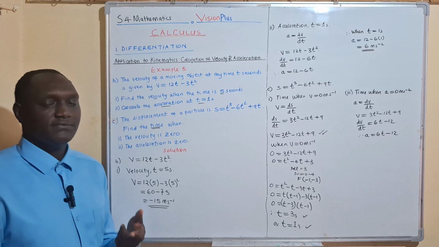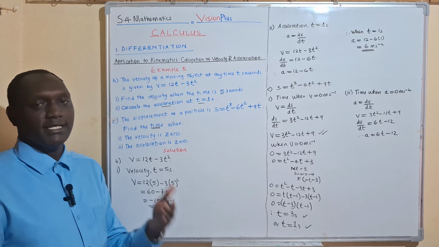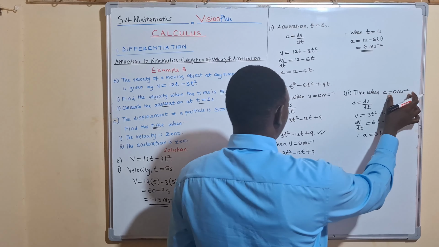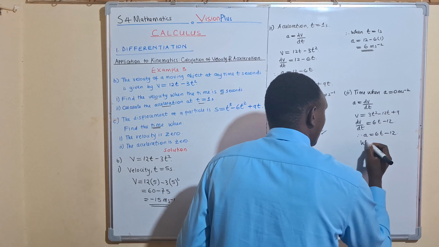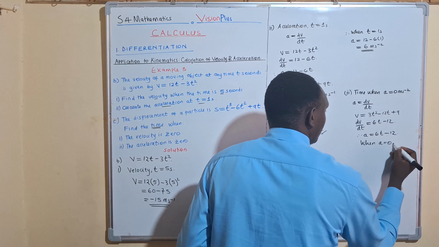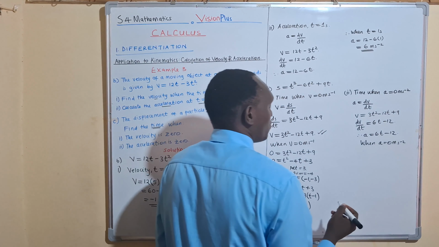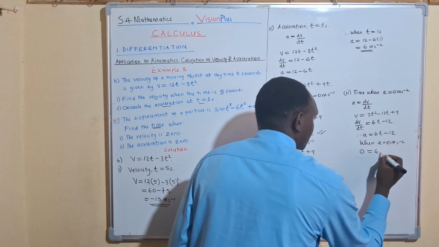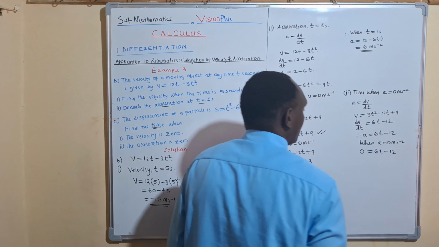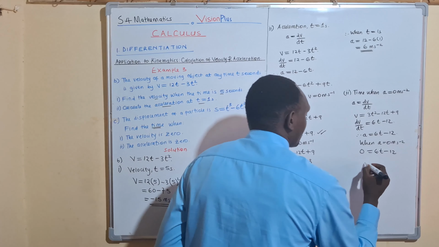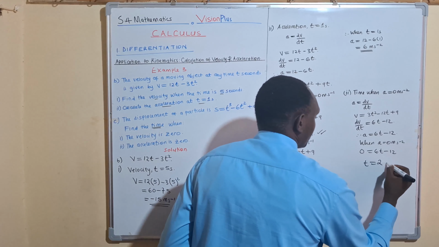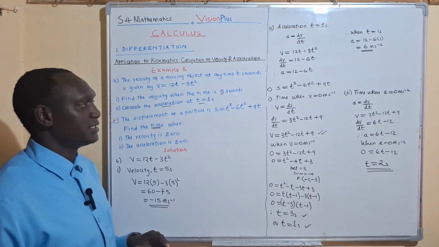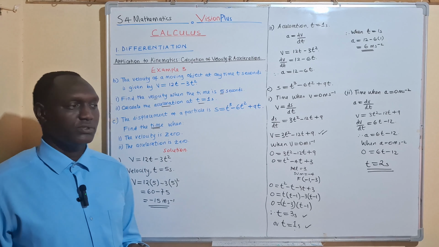Now, what if the acceleration is 0? What is the time for which the acceleration is 0? So when our a is 0 meters per square second, substitute 0 for a. That means 0 equals 6t minus 12. When you make t the subject here, you find that t is 2 seconds. So the time when the acceleration is 0 is when the time is 2 seconds.